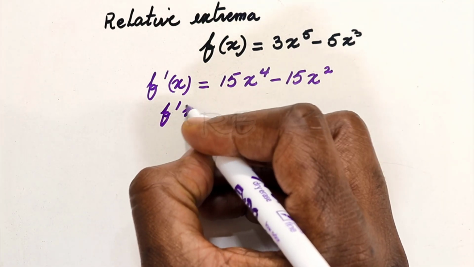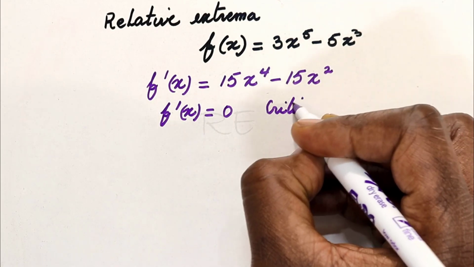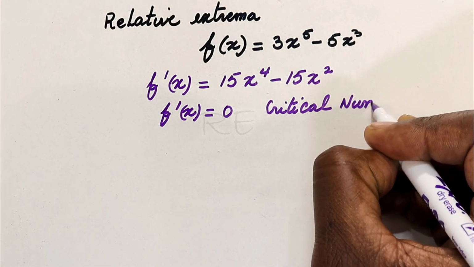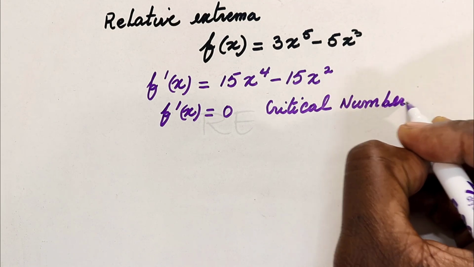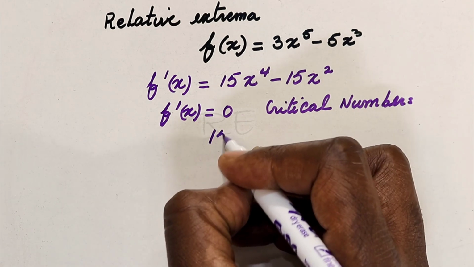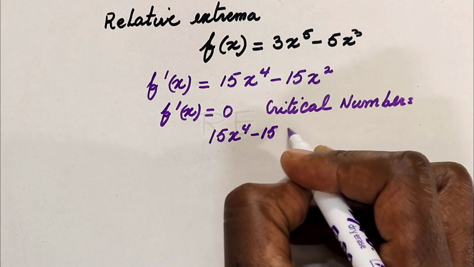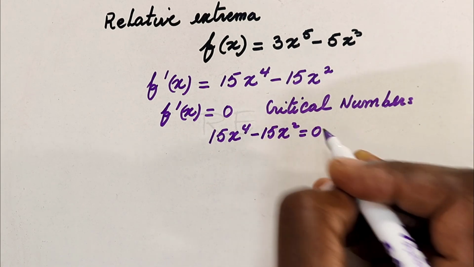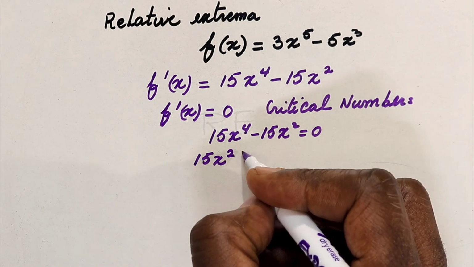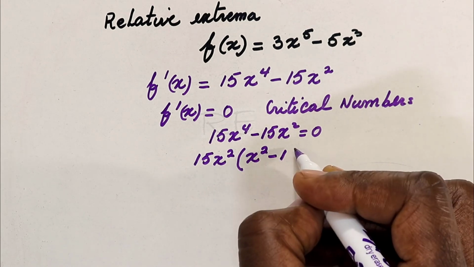Now, let's set f prime of x equal to 0 to find the critical numbers. Since the function is polynomial, the derivative function is polynomial, it's everywhere defined, so we only need the zeros. 15x to the 4th minus 15x squared is equal to 0. The greatest common factor is 15x squared, and it's going to be multiplied by x squared minus 1.